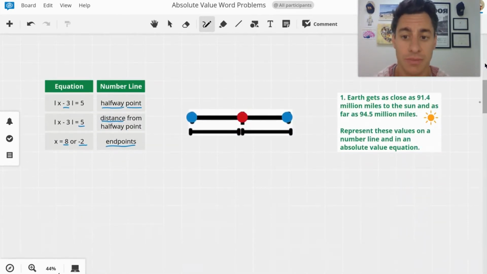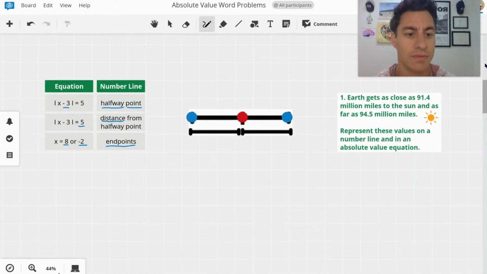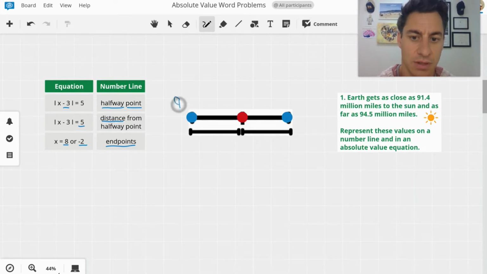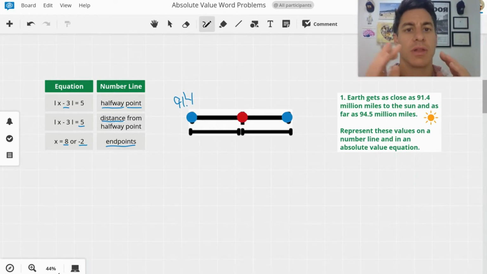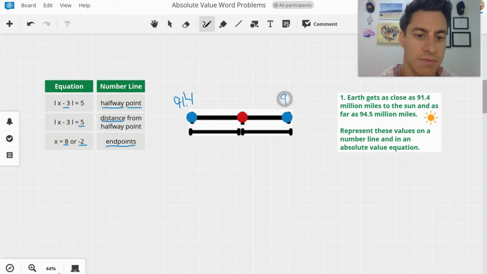This is a true story, by the way. Earth gets as close as 91.4 million miles to the sun and as far as 94.5 million miles. Represent these values on a number line and in an absolute value equation. Let's represent it on the number line first. It gets as close as 91.4 million miles. That's the lower number, that's one extreme. I know these are endpoints because it's talking about the furthest and the closest. The furthest it gets is 94.5 million miles.